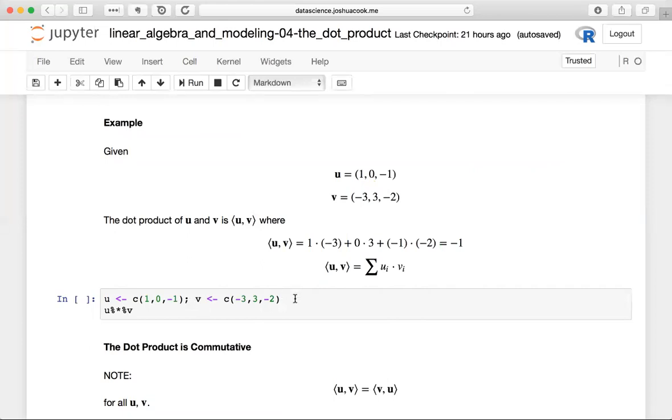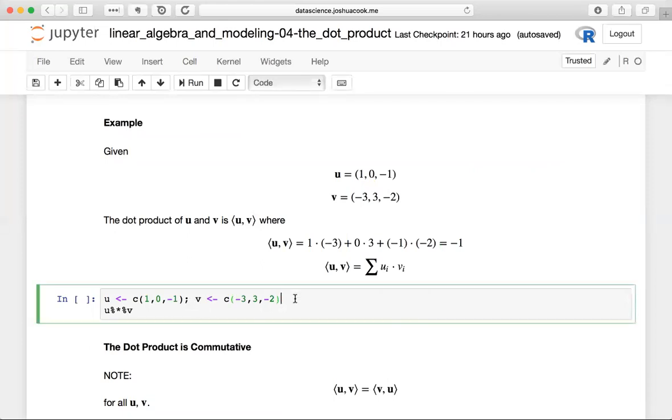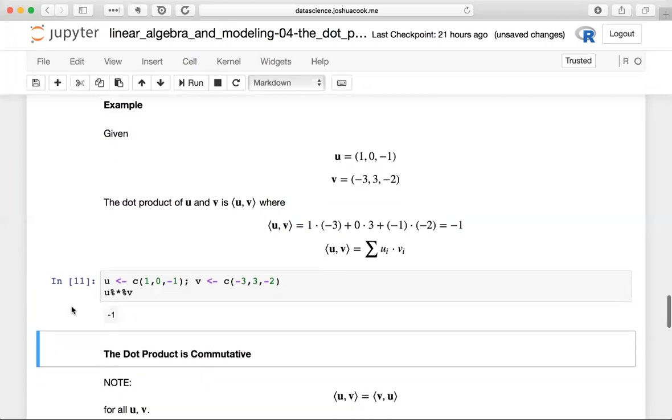So here, this is how we do this calculation in R. We've got u equal to this vector, 1, 0, -1, and v is this vector, -3, 3, and -2, and then we do this computation right here to get the dot product. And you see, in fact, we get -1 as the answer. So the symbol to do a dot product in R is a percent, then an asterisk, and then a percent. That's what's happening right there.